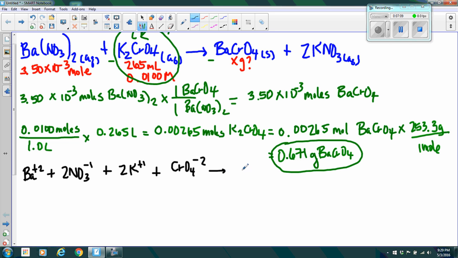Then I go to the other side, and I'm not going to separate my barium chromate because that is what's making the solid. I'm going to separate my potassium nitrate because that is dissolved in my solution. So I have 2 potassium ions, and I have 2 nitrate ions. So you can see that that 2 got distributed throughout.